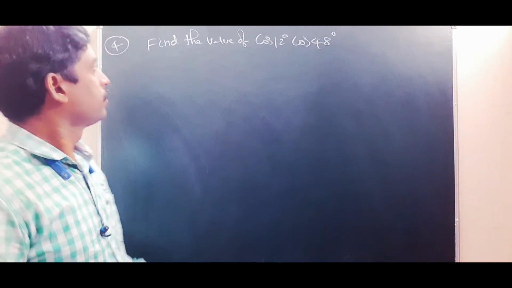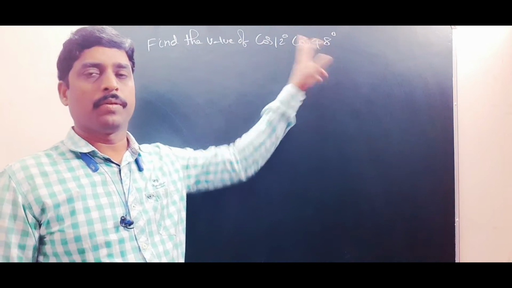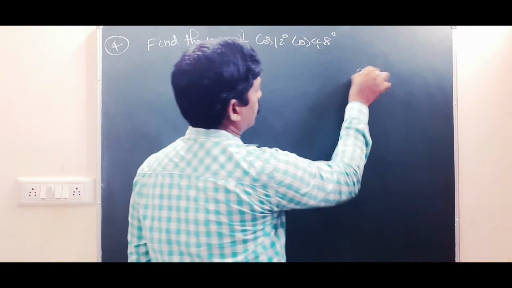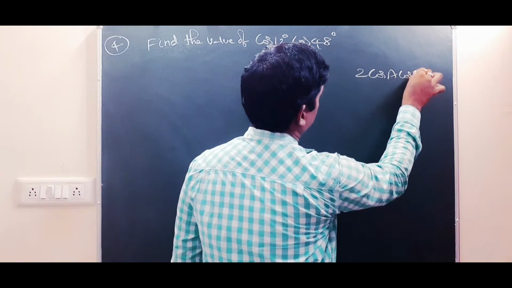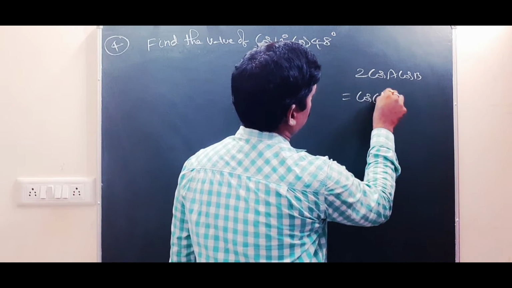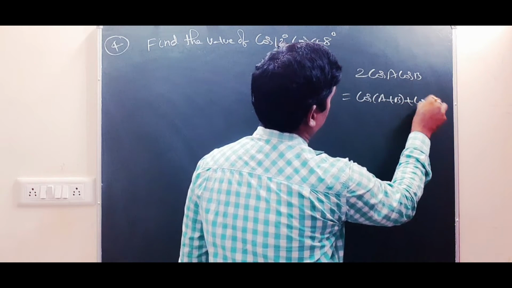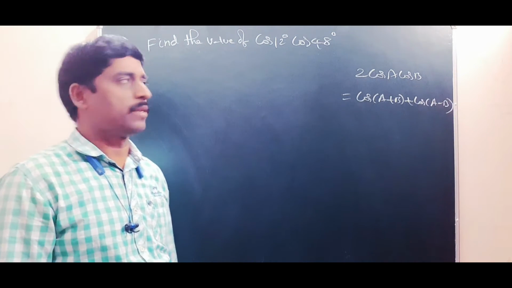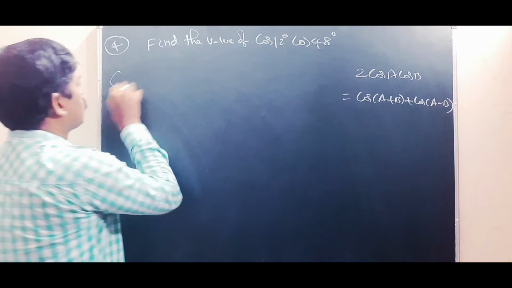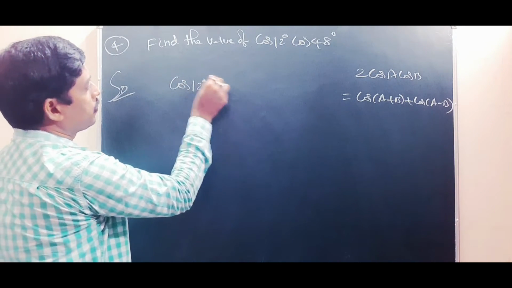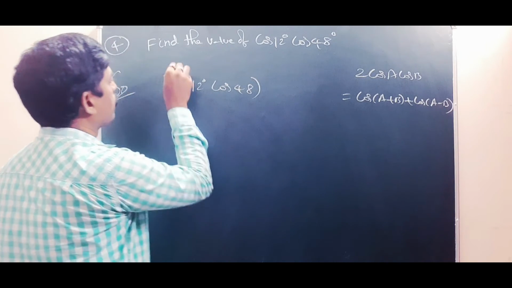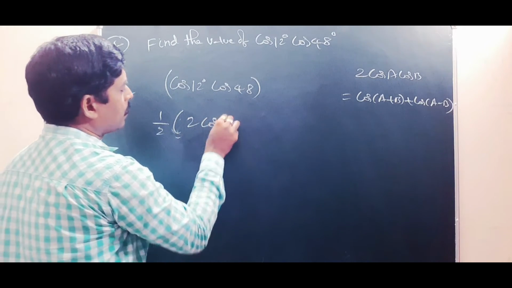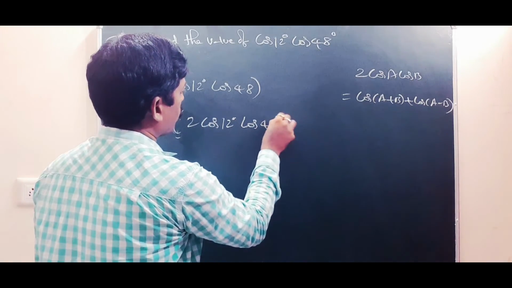Okay, moving to the next question. Find the value of cos 12 degrees into cos 48 degrees. We have the 2 cos A cos B formula, which is cos (A plus B) plus cos (A minus B). So what is given? Cos 12 into cos 48. Multiply and divide by 2: 2 cos 12 degrees cos 48 degrees.